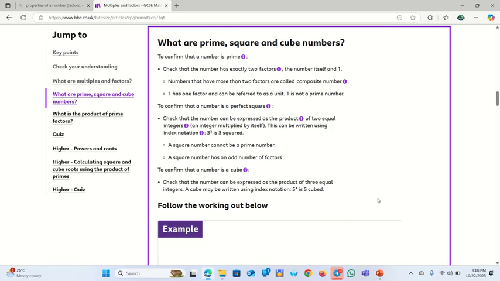Check the number can be expressed as the product of two equal integers. As the integer multiplied by itself, this can be written using index notation. 3 squared is 3 squared. Square number, a prime number. A square number as an added number or factor.